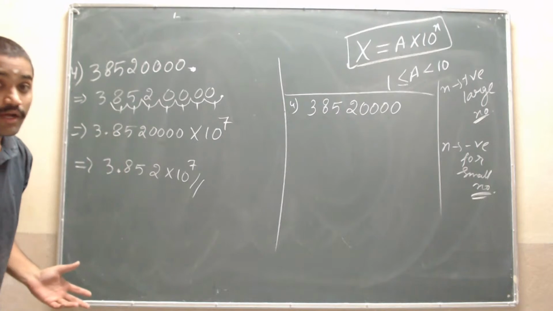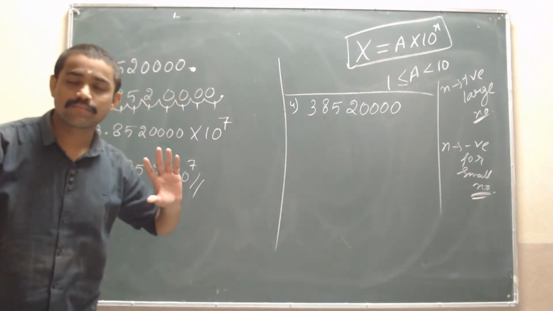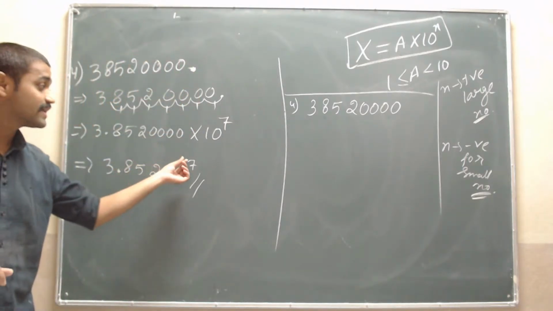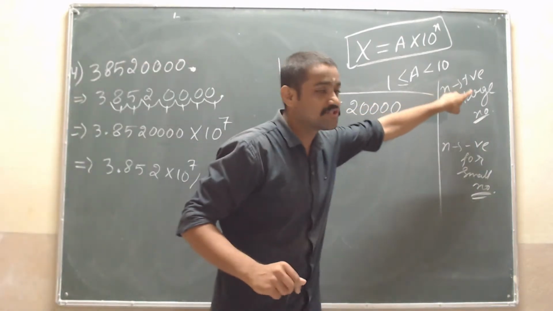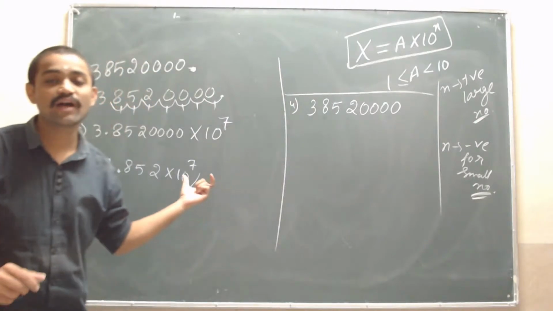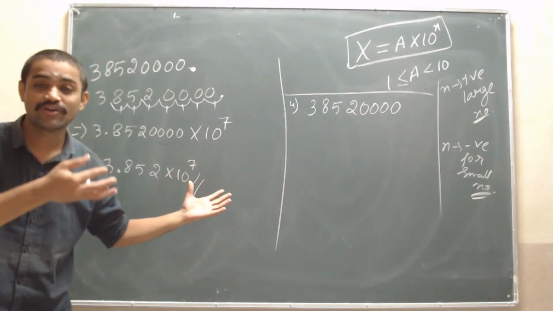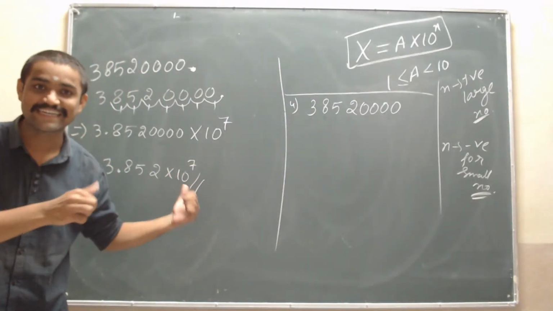Sir, these all are the larger numbers. And why? Because here the exponent is in positive form. That is, n is positive for large numbers. Sir, you gave large numbers. Then what about smaller numbers? Let's see here.